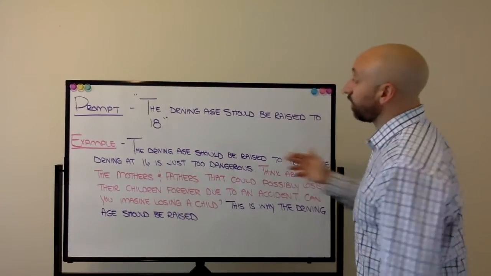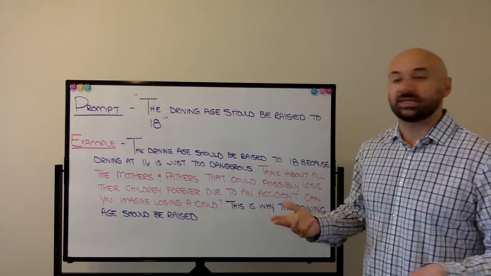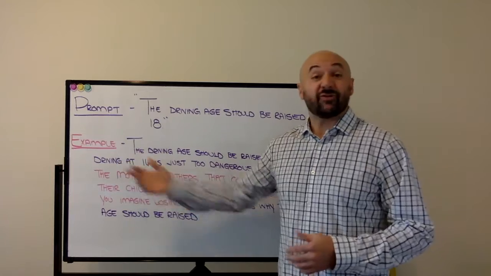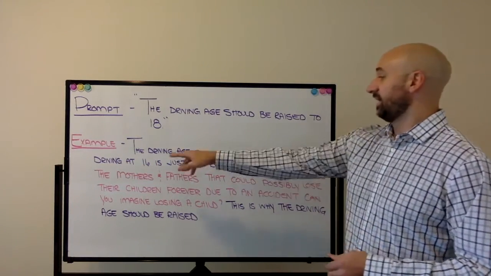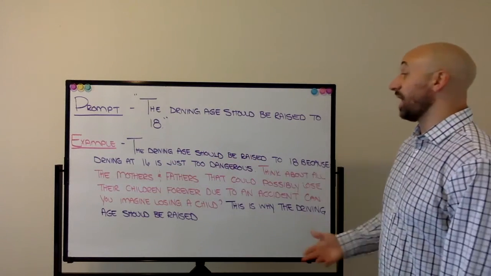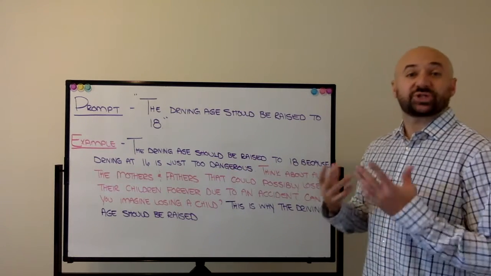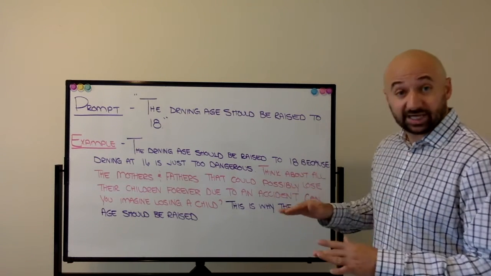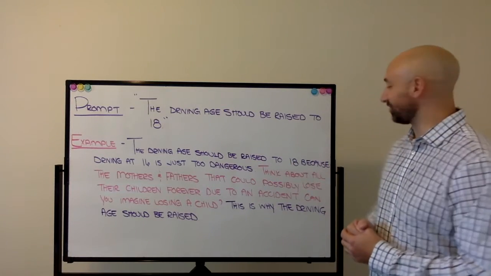Right here, let's imagine that our prompt, one that we've used before, is the driving age should be raised to 18. We just threw in 18 there since it's 16 now. Here's an example of how to use an emotional appeal, or where you might see it. It's going to be in pink in this entire argument. So the driving age should be raised to 18 because driving at 16 is just too dangerous. We start off with our main idea. Then we go straight into the emotional appeal. Not logic, not factual, just pulling on the audience's heartstrings here.